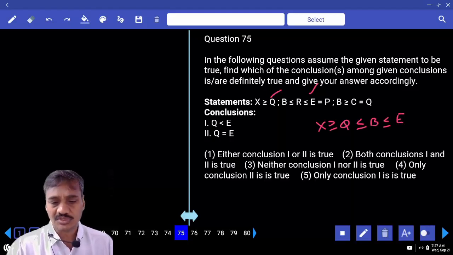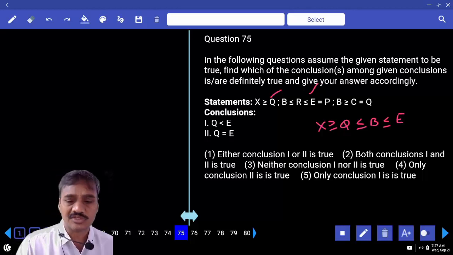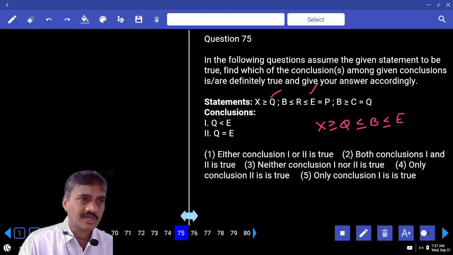B lesser than or equals to E. Now the relation between Q and E, if you take, there is 1 greater than, 1 lesser than, 2 opposite symbols, and no relation. Hence what is your answer?